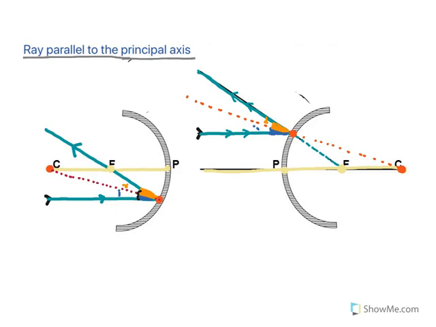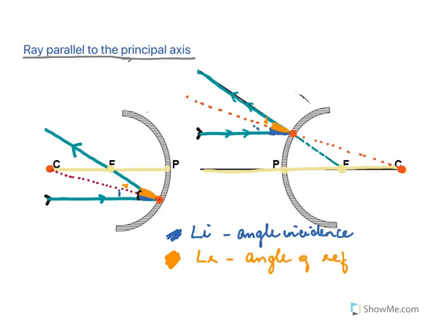So in all these cases, the angle I that we have marked in blue is the angle of incidence, the angle between the normal and the incident ray, and what we have marked in yellow is the angle of reflection, that is the angle between the reflected ray and the normal. So a ray that is parallel to the principal axis always passes through the focus.